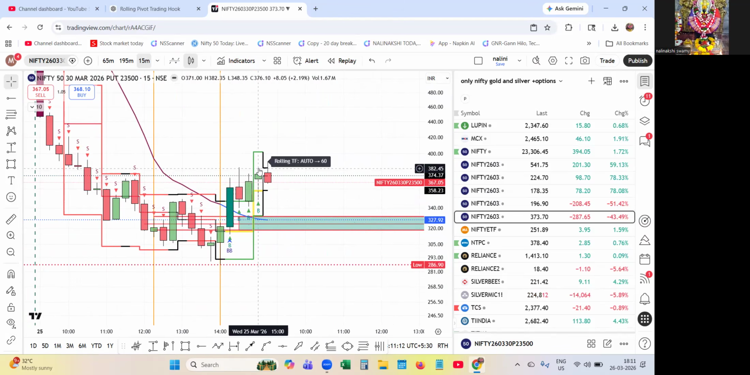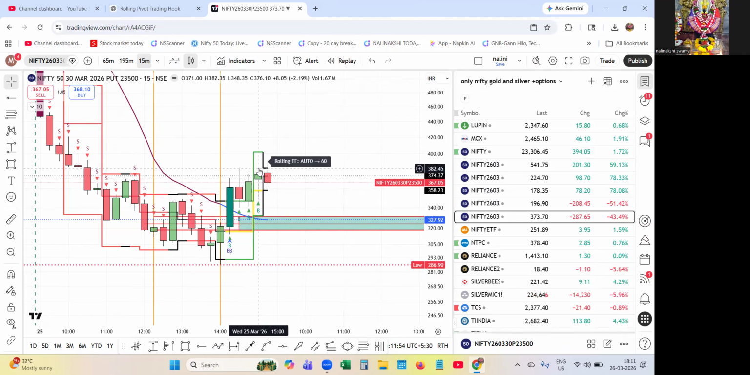382. It's not a small amount because the range is very high due to the VIX. VIX is very high nowadays because the market is gapping down so much and the intraday range has increased. Previously, it used to range from 150 to 200, but nowadays the range has increased to 300 to 400 points. 400 points gap down and 400 points gap up. The range has increased because of that.